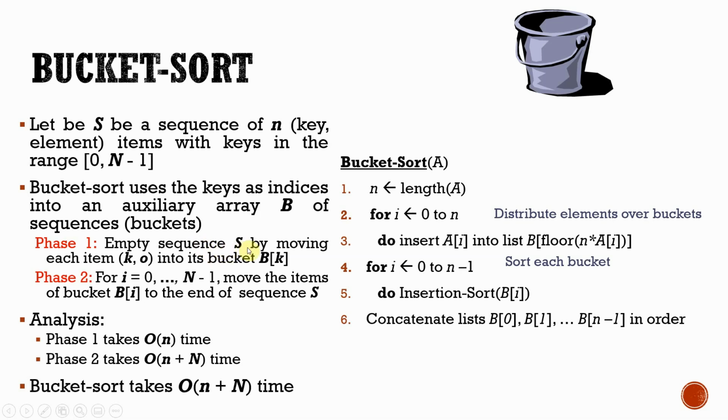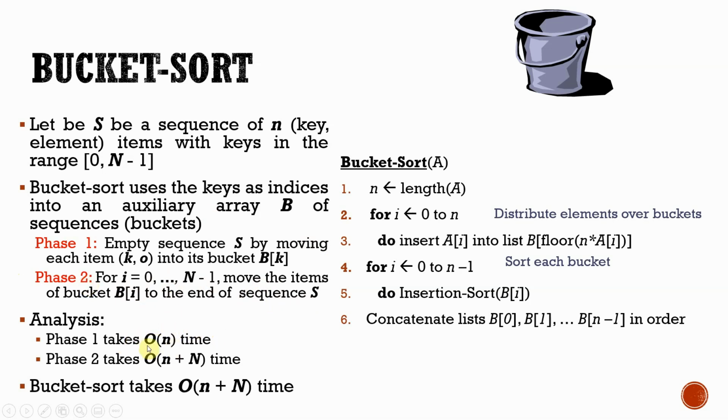Empty sequence S by moving each item into its bucket. So we first move each item into its bucket, and once we place them, we also sort them. Then, when we are done, for i from 0 to n minus 1, move the items of bucket B[i] to the end of sequence S. So what happens here is we are placing the elements in the buckets and sorting them at the same time.